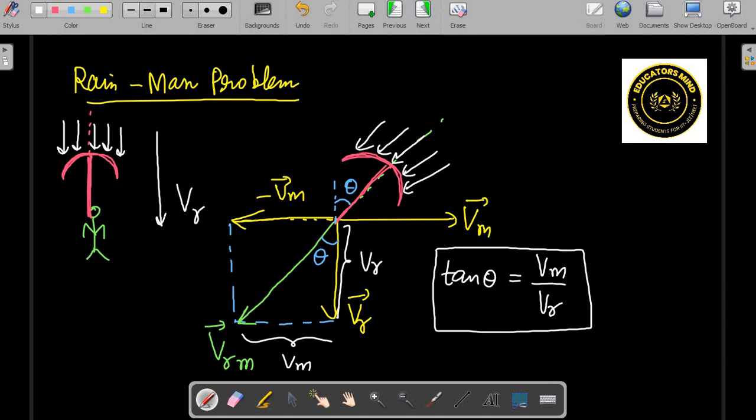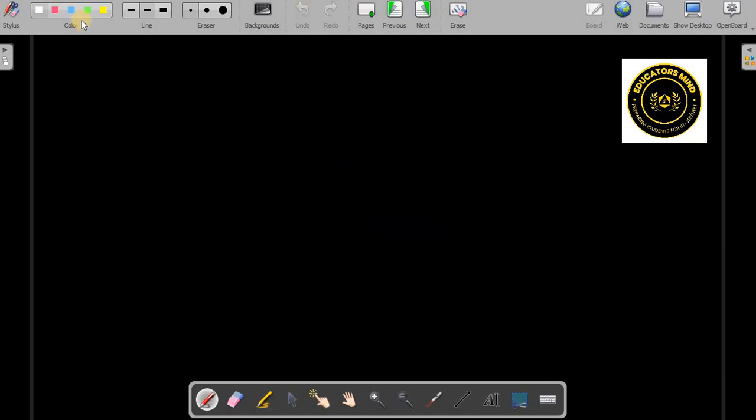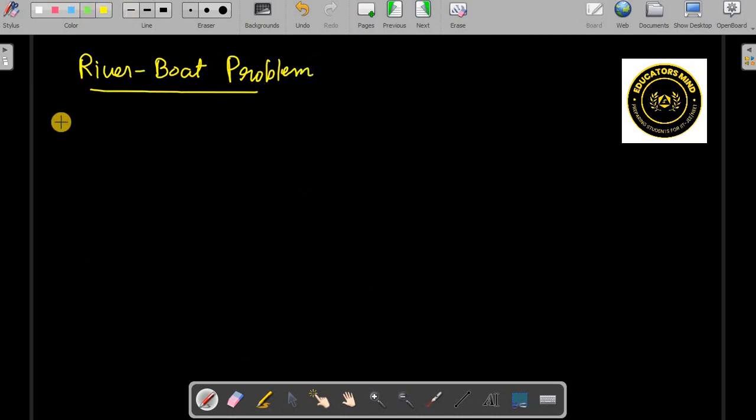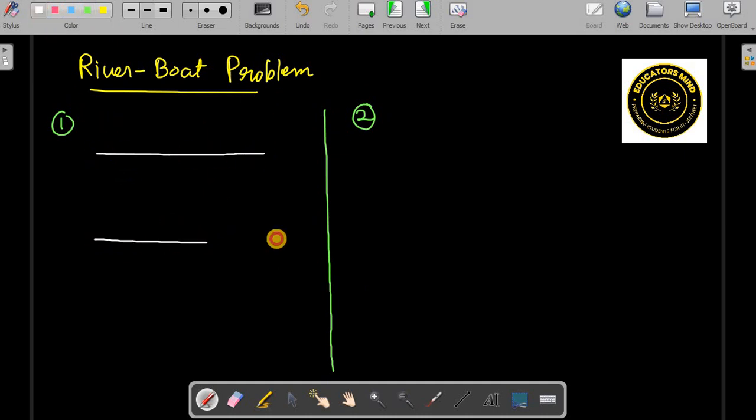Now let us take the river boat problem. In the river boat problem, there are two cases that we have to understand. First and second. Here itself I will draw. First of all, they will give that there is a river and the width of the river. Let's say the width of the river is d, and let's take this point here, point A. The river is going in this direction.